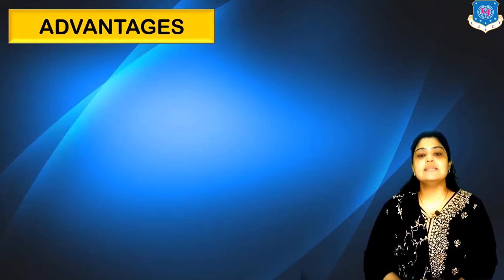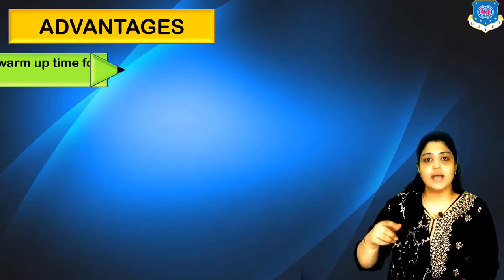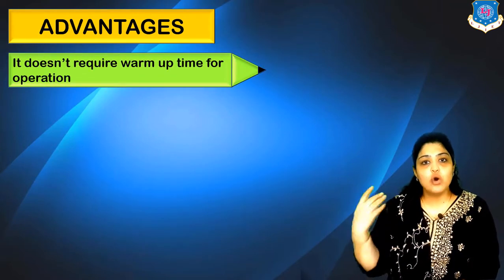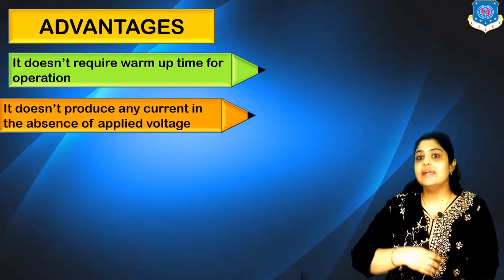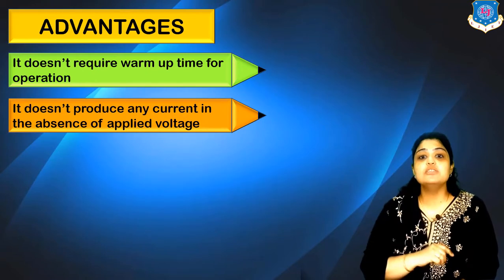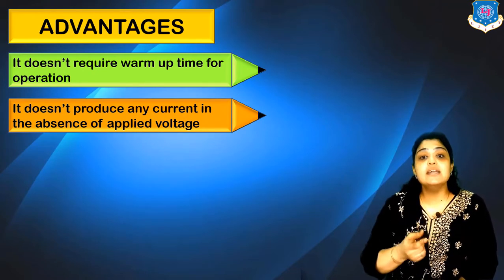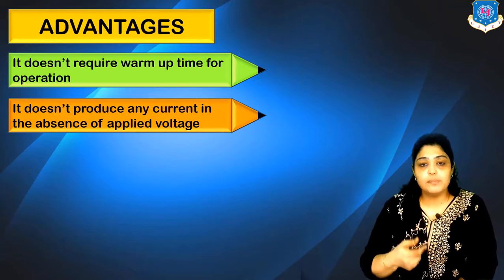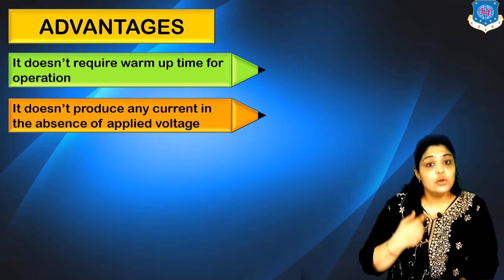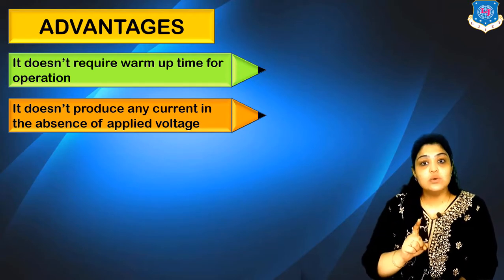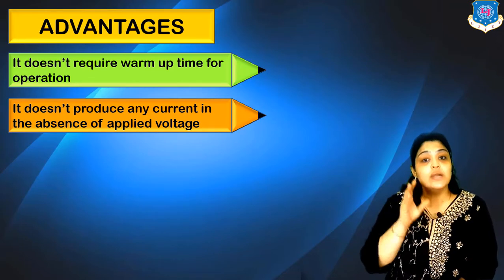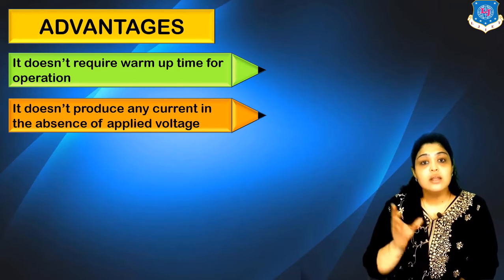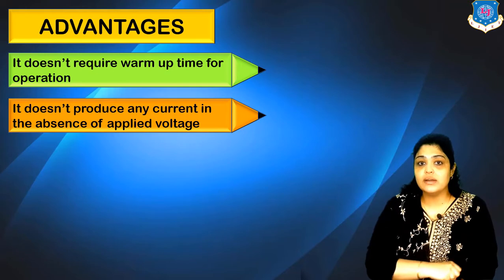Let's have a look at some of the advantages of PN junction diode. It doesn't require any warm-up time for operation. It doesn't produce any current in the absence of applied voltage, because that condition is known as the zero bias condition of a PN junction diode. So the diode will only give current when there is an external voltage applied, and that too in a particular condition when the potential barrier is eliminated.